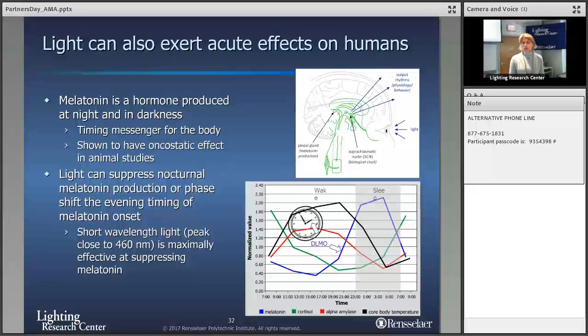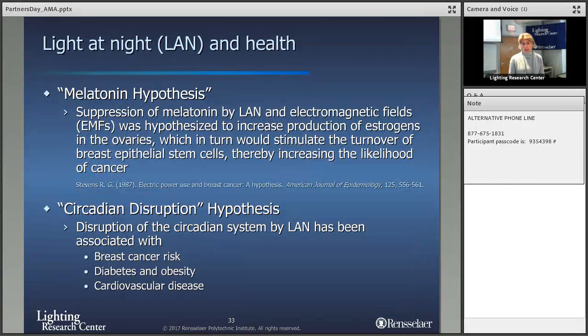Now, we do know from work that has been done that short wavelength light with a peak at around 460 nanometers is maximally effective at suppressing melatonin or phase shifting the time of melatonin onset in the evening. So given that light has this very strong effect, either an acute effect or a phase shifting or circadian effect, the potential for circadian disruption means we'll obviously have to be concerned about light at night exposure and health.